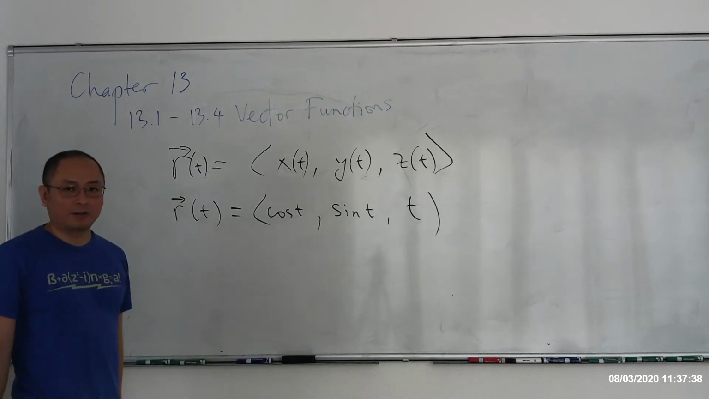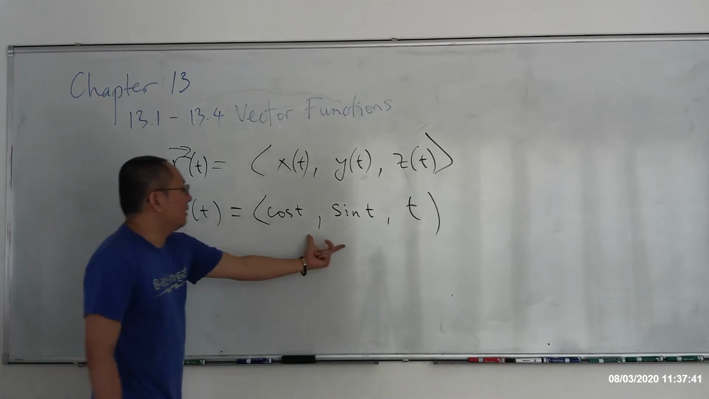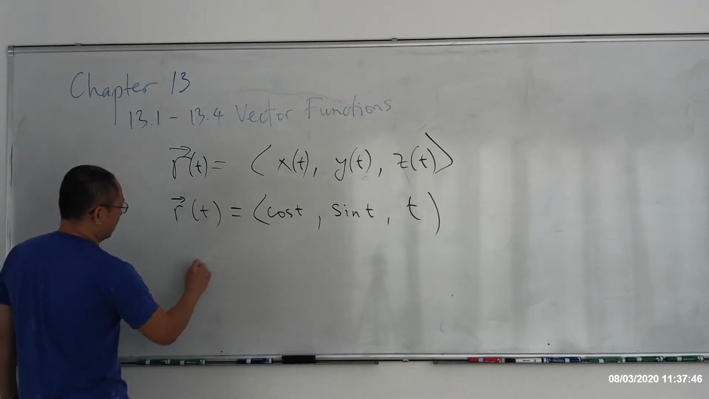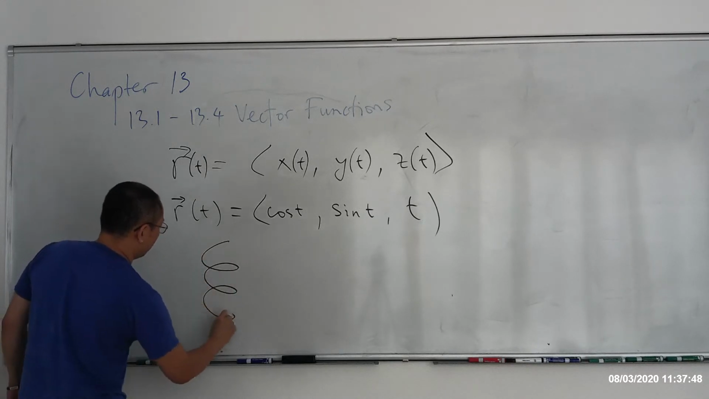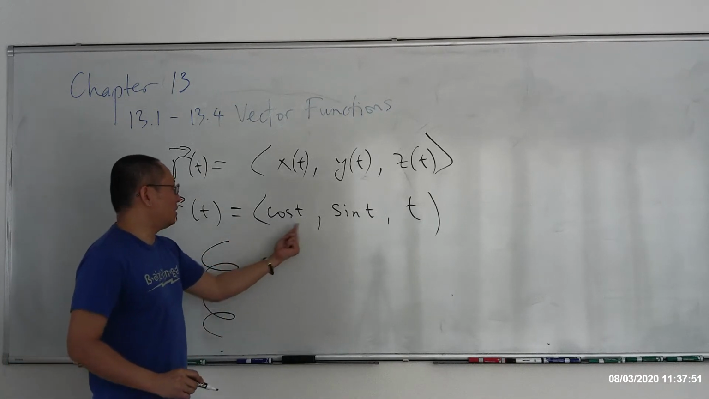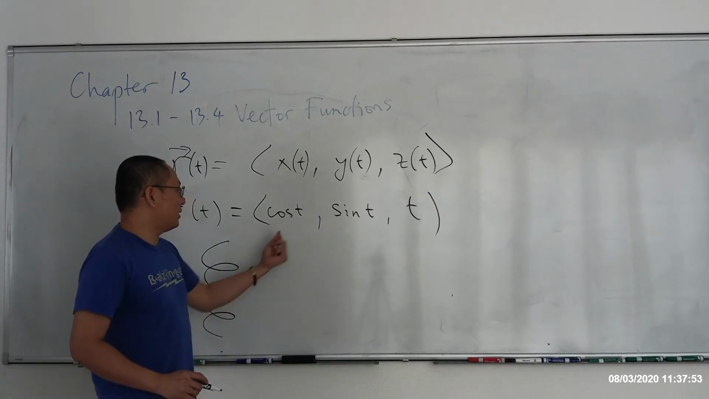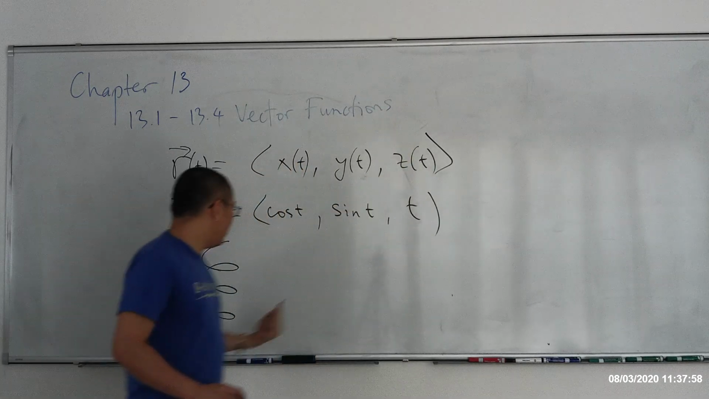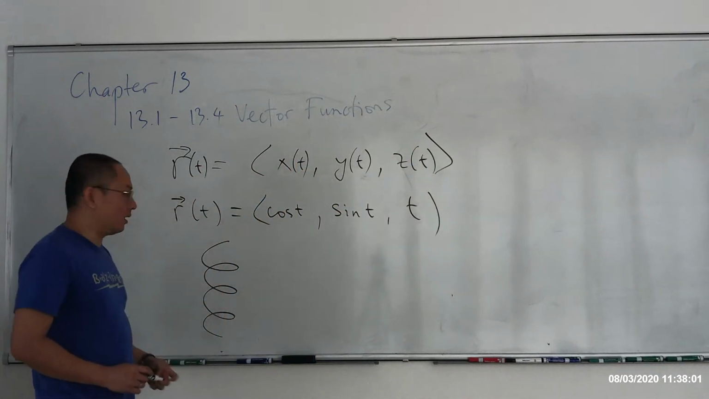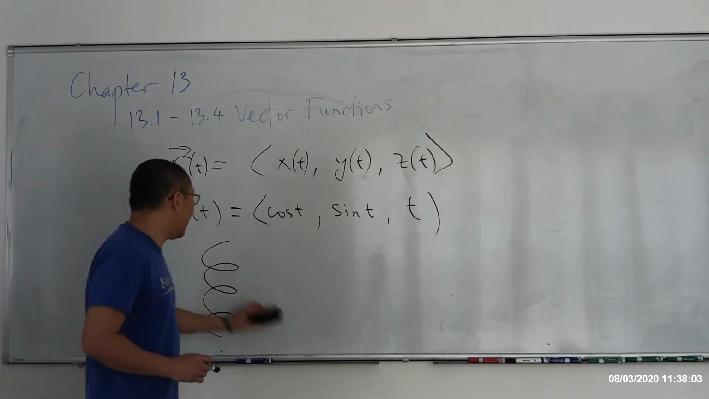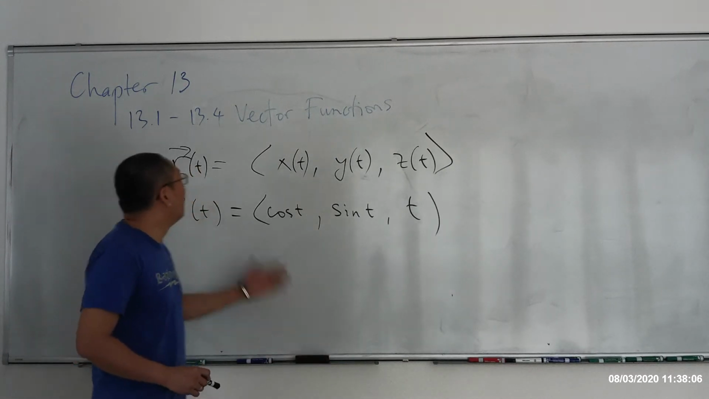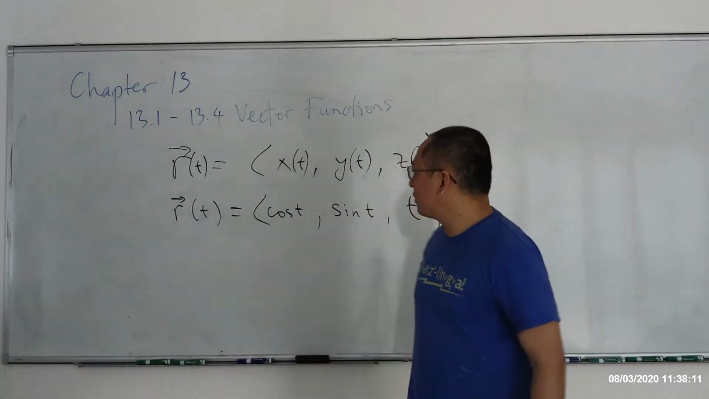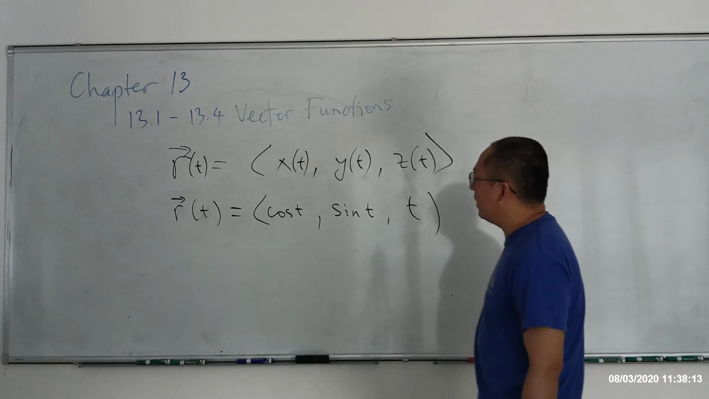And this is another function. And you guess what? This graph will be something called the helix. It looks like a spring. When t changes, the x and y coordinates vary between -1 and 1, and t keeps going from negative infinity to positive infinity. So it looks like a spring going upward like this. So this is the idea of a vector function. This is all about section 13.1, and I can talk a little bit more about this.